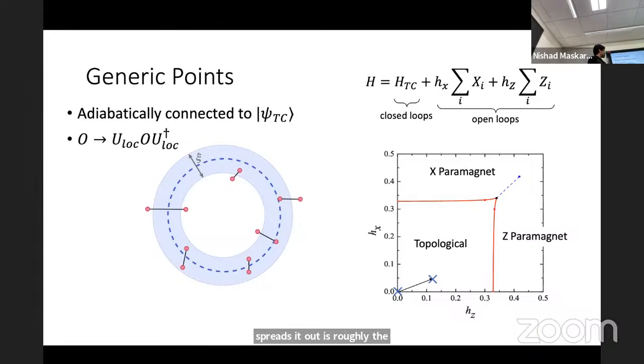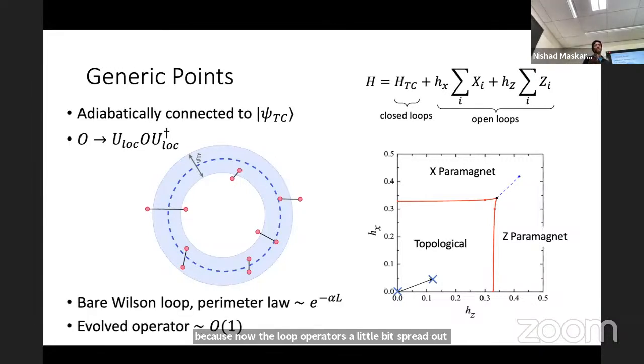So because the loop operator is now a little bit spread out, what this implies is that if I measure the original Wilson loop operator, it is going to decay exponentially with the length of the loop.